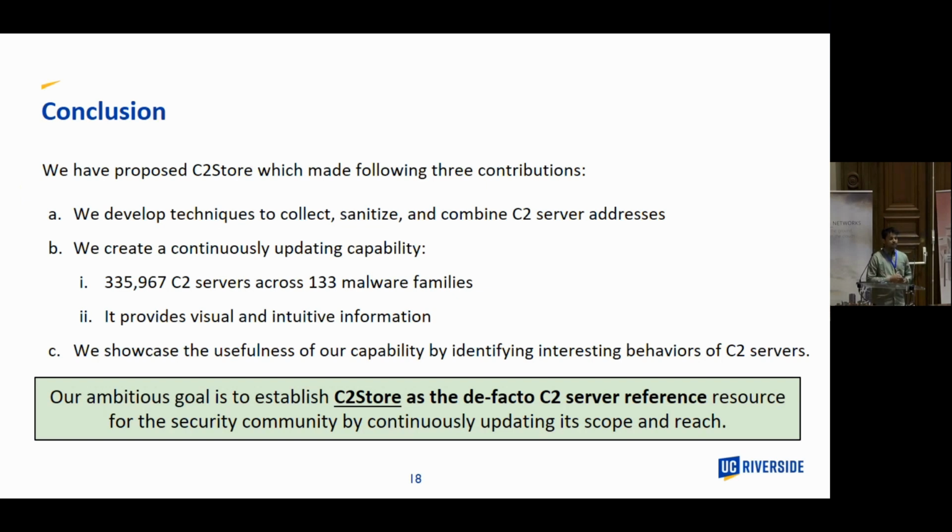Our ambitious goal is to establish C2 Store as a de facto platform, so that when the security community or a security expert wants to look up a C2 server out there, they would be able to go to our platform and see those things.